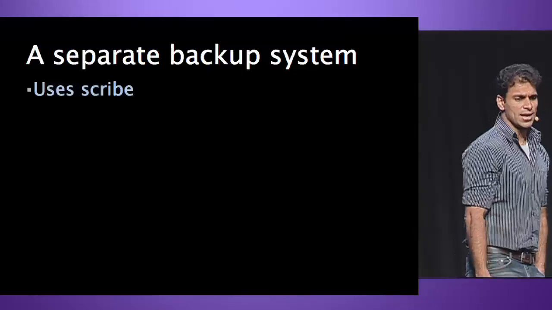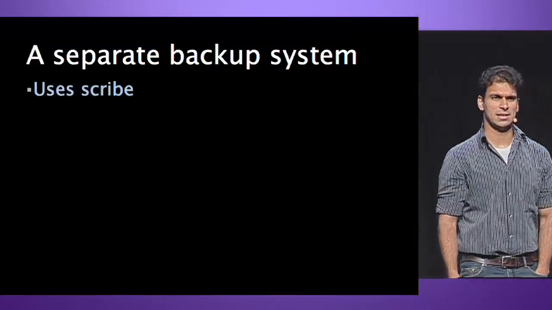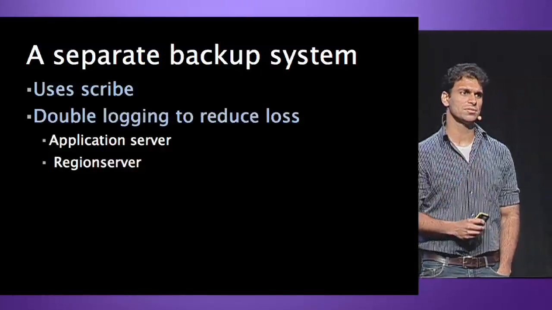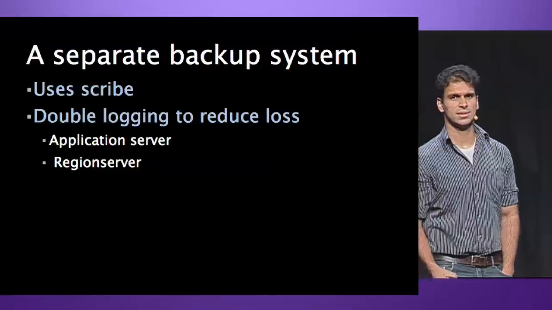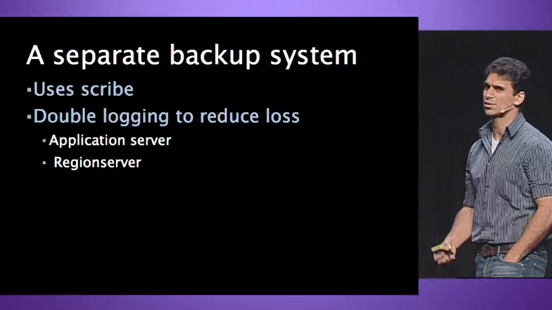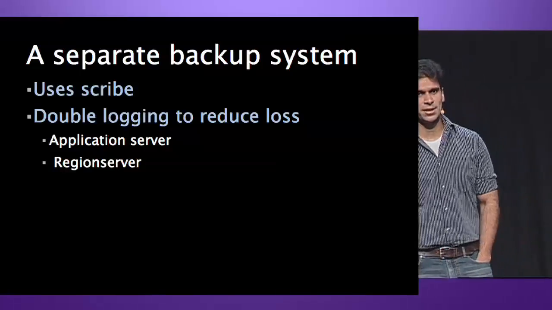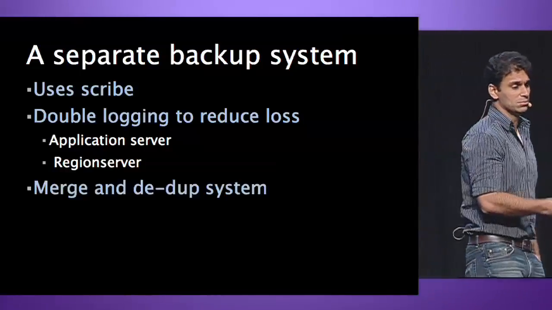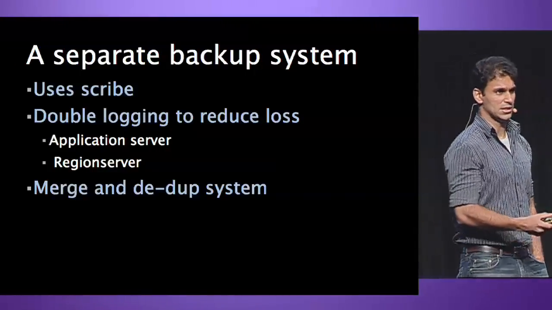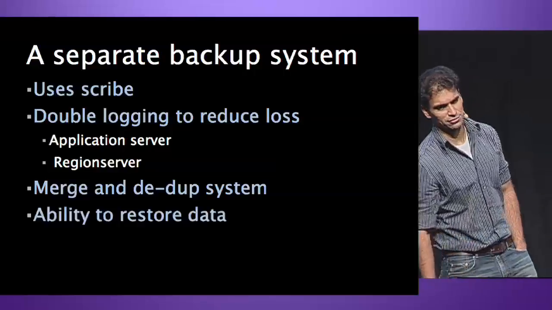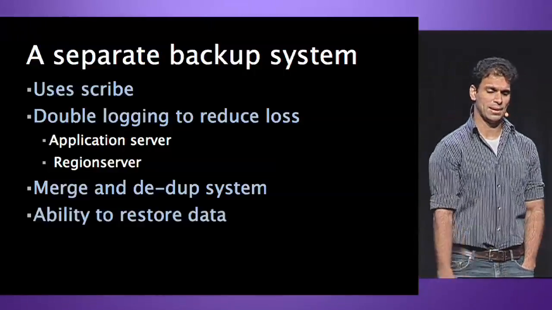So we used Scribe for backing up. And we did logging from both the application server machines as well as the region servers, because Scribe is lossy. So in order to cut the losses, we logged from 2 places. So that's twice the amount of backup. So naturally, then we had to merge the data that we logged and dedupe it and store it, and that would be the final backup.